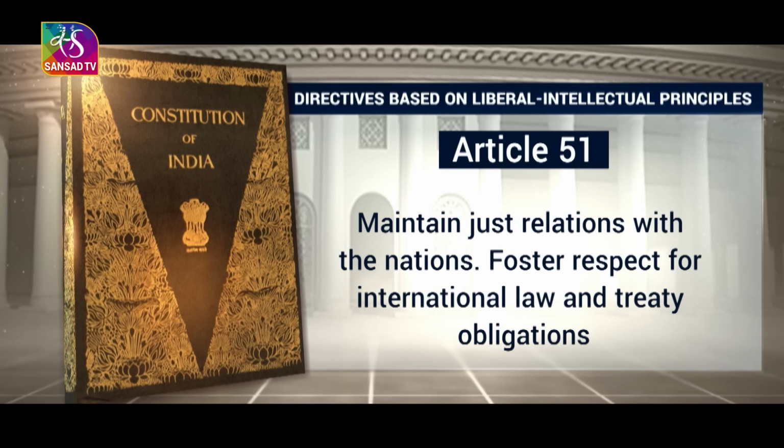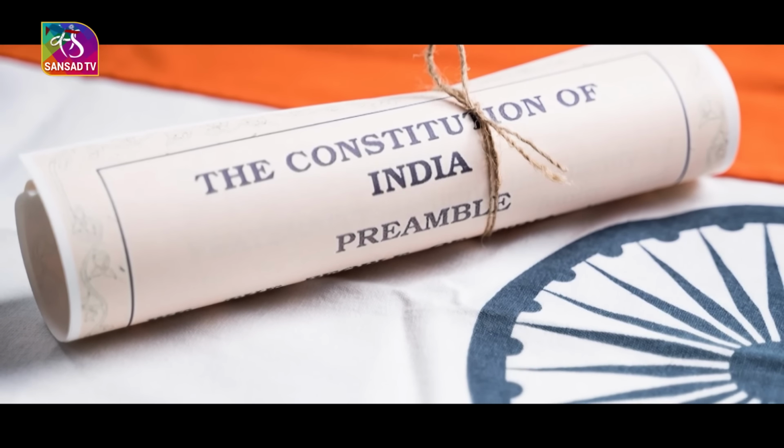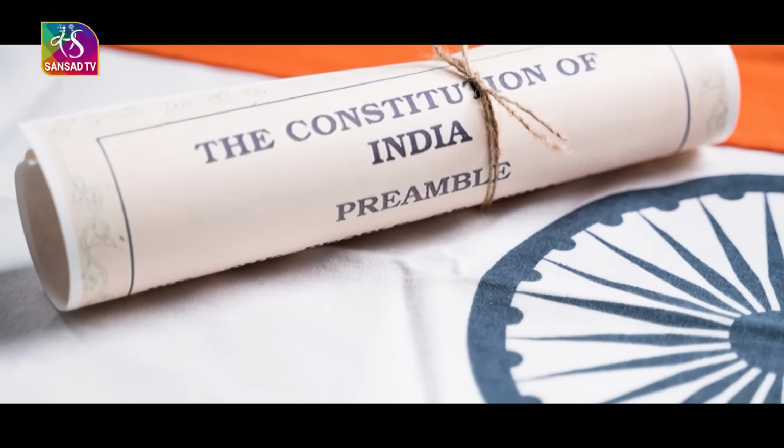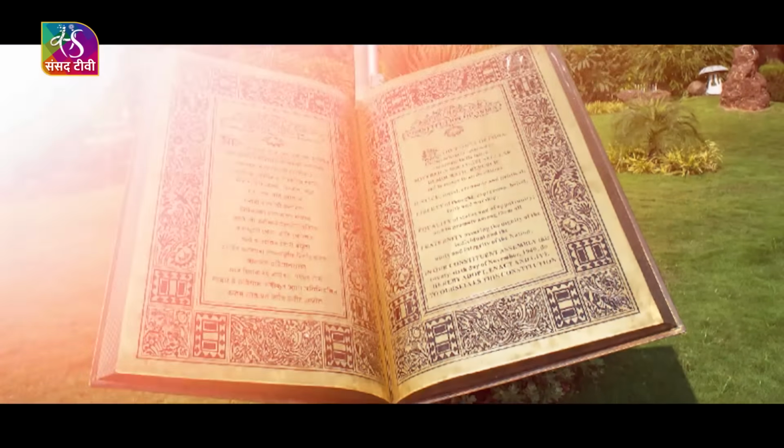Article 51. It declares that to establish international peace and security, the state shall endeavour to maintain just and honourable relations with the nations, foster respect for international law and treaty obligations, and encourage settlement of international disputes by arbitration. The 42nd Constitutional Amendment 1976 introduced certain changes in Part 4 of the Constitution by adding new directives.